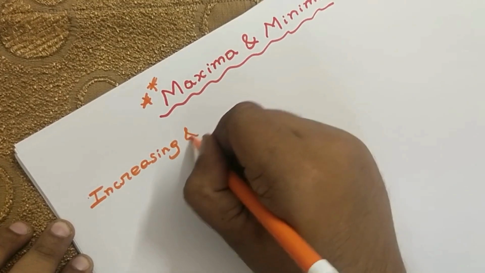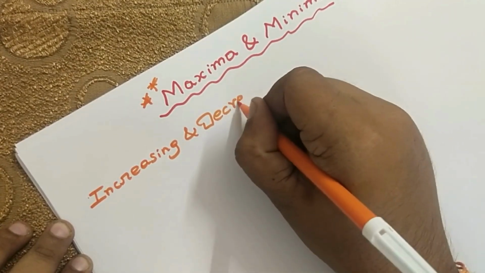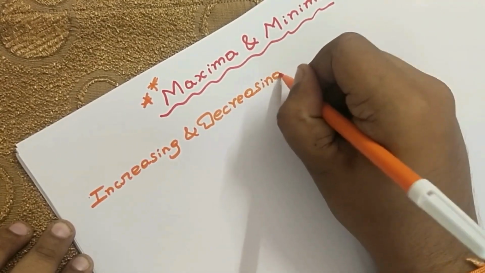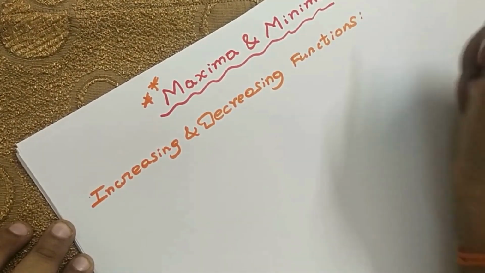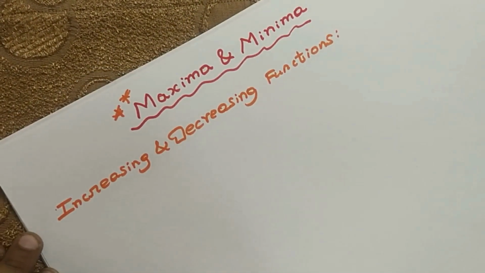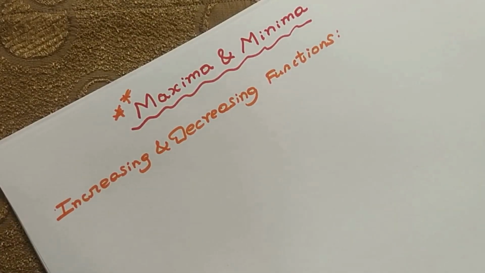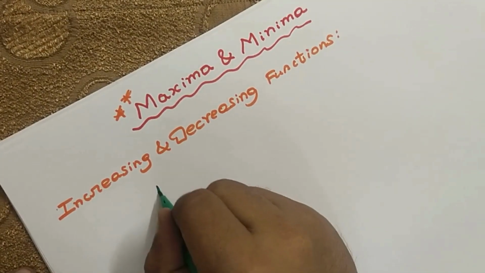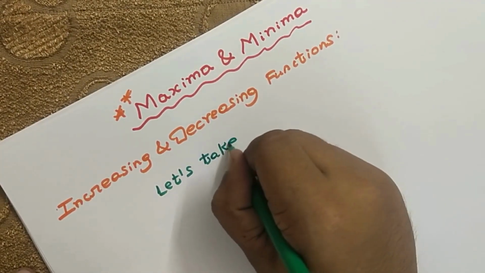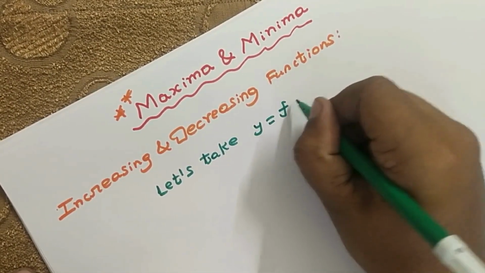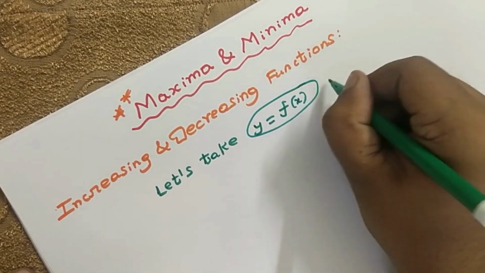Increasing and decreasing functions, let's see. Okay, let's take some function y as f of x. So let's take y is equal to f of x.